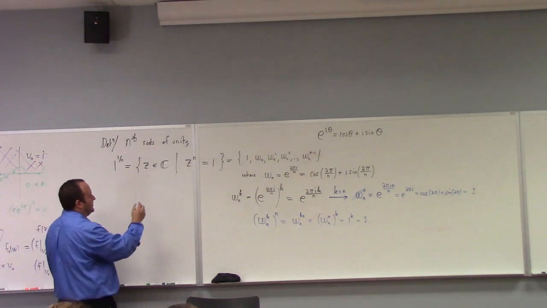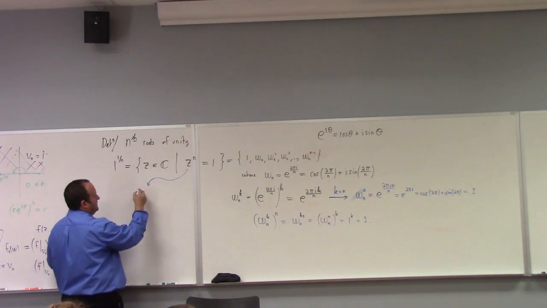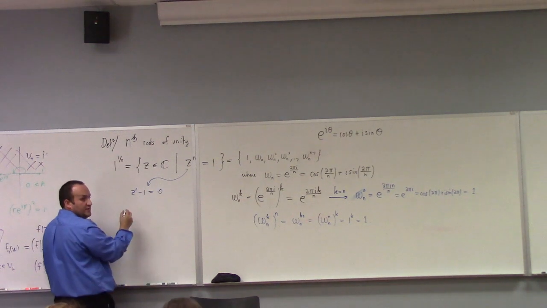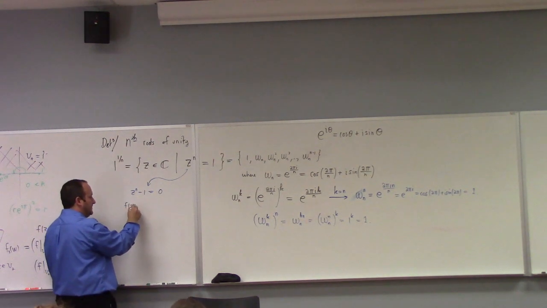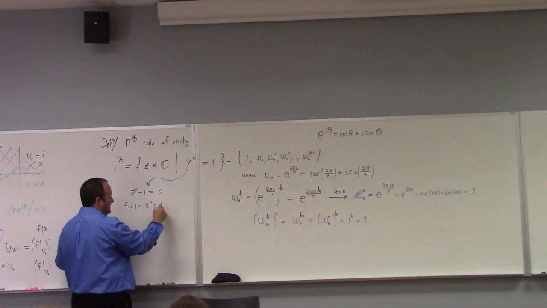So that goes back to polynomial algebra. If we look at this, this is the same as z to the n minus 1 equals 0, right? So if we look at the polynomial f of z equals z to the n minus 1, this is an nth order polynomial.